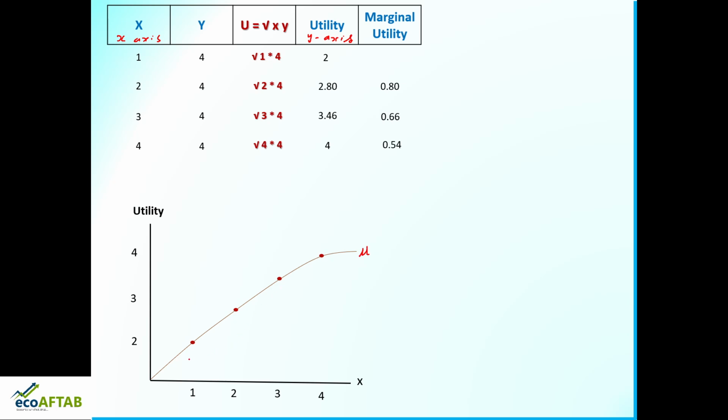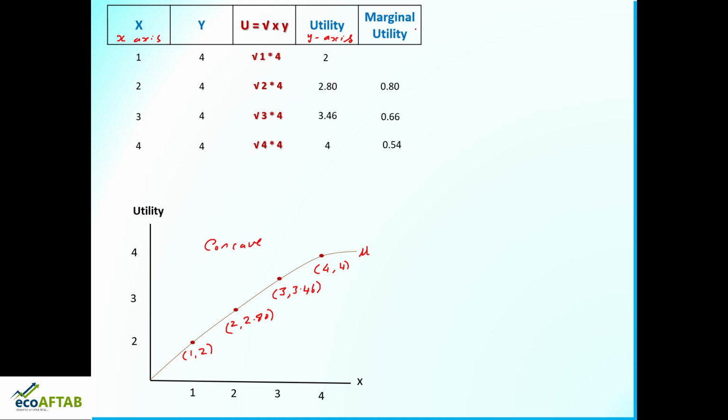So you can see a curve, and this curve is increasing, and this is our utility function. At this particular point, 1 unit of x gives us 2 utils of utility. This is 2 units of x with utility of 2.80. Similarly, this is 3 units of x with utility of 3.46, and this is 4 units of x with 4 utility. Here you can see this utility function is concave, that is, it is increasing, but it is increasing at a decreasing rate. So this is our total utility function.